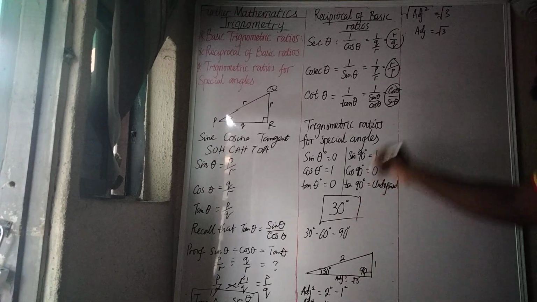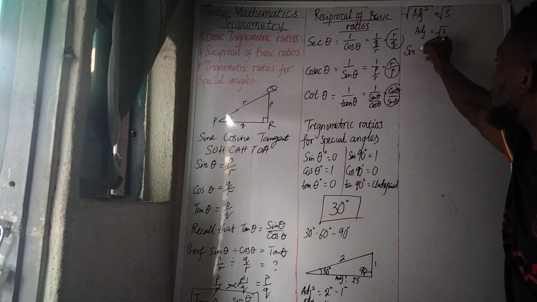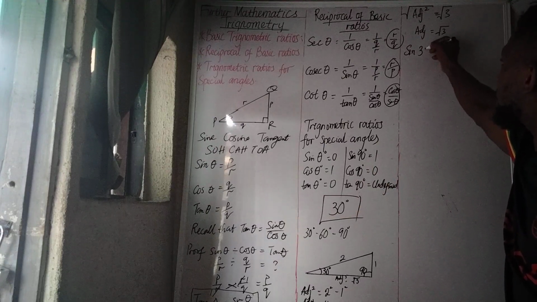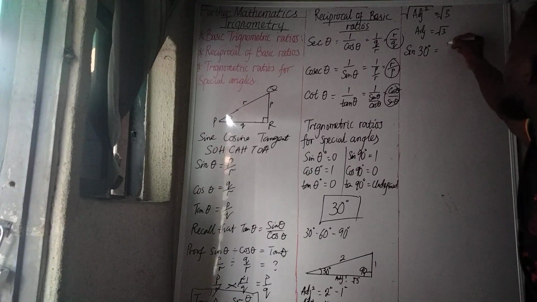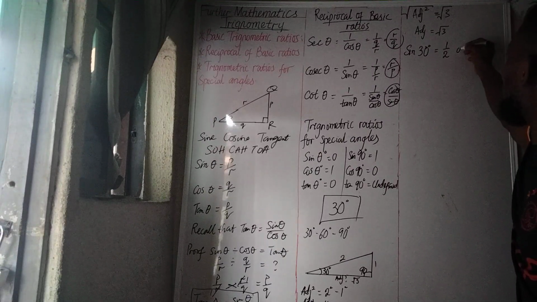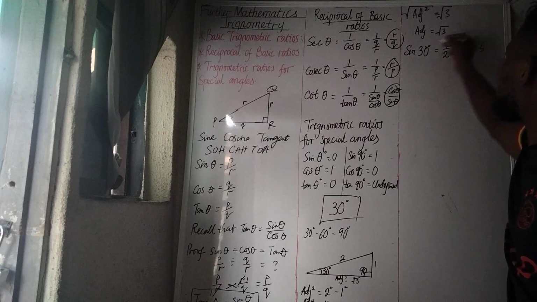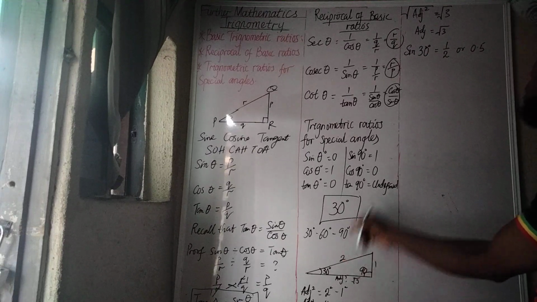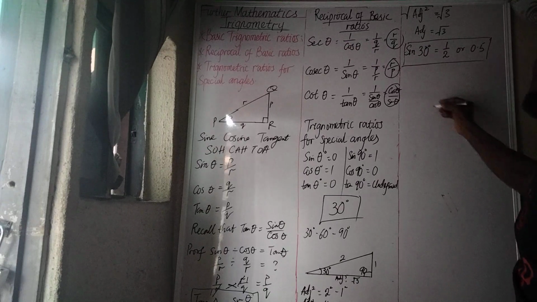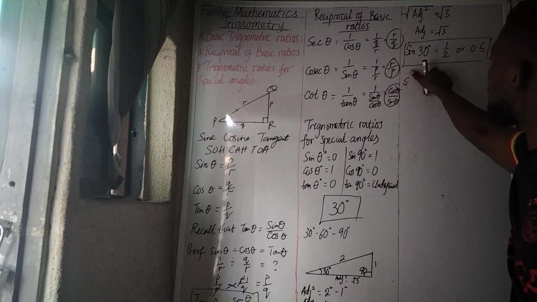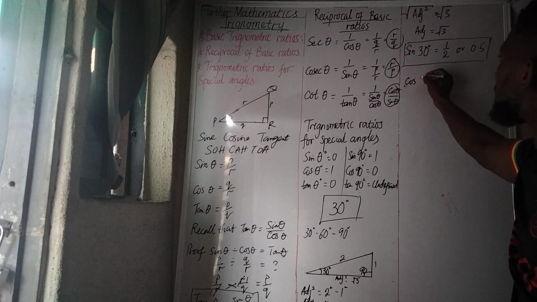We can get sine 30 degrees. Sine 30 degrees will be opposite over hypotenuse, that is 1 over 2 or 0.5. So that is how it is derived. Sine 30 degrees is this.